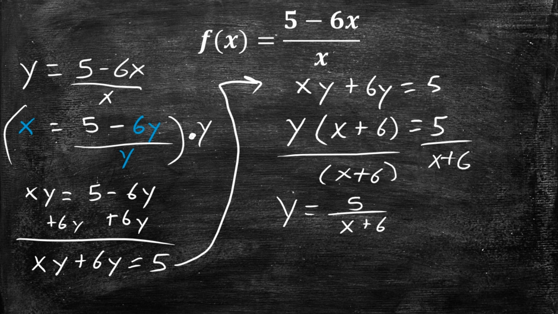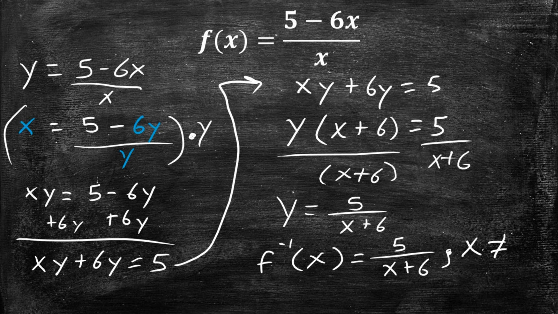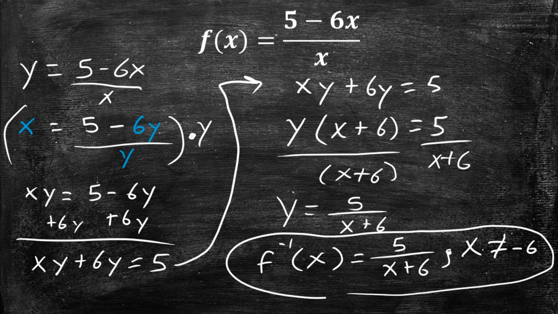And now all we do is just rewrite it. So we've got f inverse of x is equal to 5 over x plus 6. However, we have to note what our restriction is to the domain, or what x cannot be. So in this case, x cannot be -6, because then it will become undefined. Therefore, this here is our final answer, and example number 3 is complete.